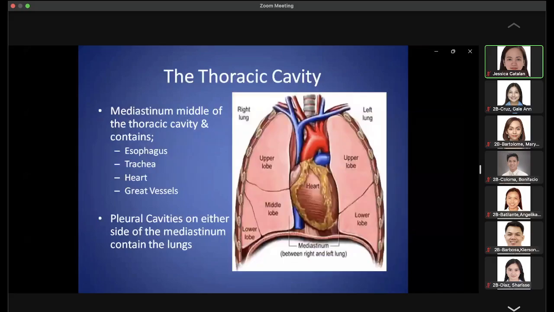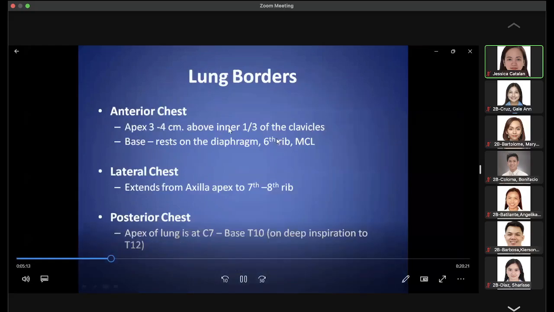Next would be the thoracic cavity. The mediastinum is the middle of the thoracic cavity, which contains the following structures: the esophagus behind, the trachea, your heart, and your great vessels. The pleural cavities lie on either side of the mediastinum, and you have your right and left lung. Your left lung has 2 lobes, whereas your right lung has 3 lobes.